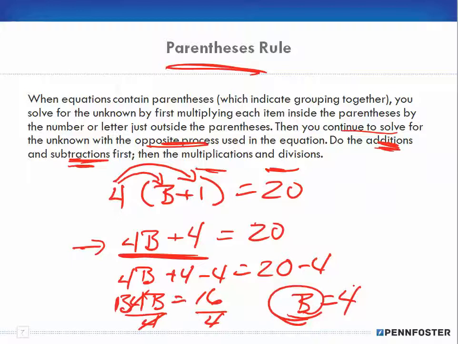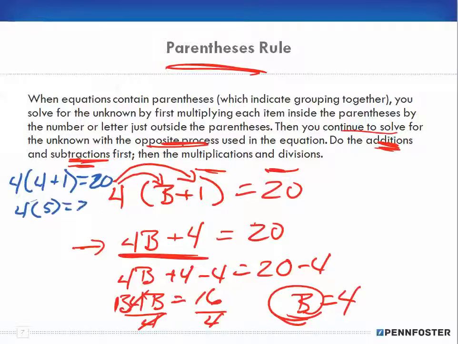And to check, what I'm going to do is take b equaling 4 and plug it back into the b in order to check. So I would have 4 times the quantity 4 plus 1 is equal to 20. And solving for that, well, 4 plus 1 in the parentheses is 5. So I have 4 times 5 is equal to 20. And then, of course, 4 times 5 is 20, so that's equal to 20. So I know that my answer of 4 as the variable b is correct. Okay, so with that, I'm going to stop here and move on to the next video.